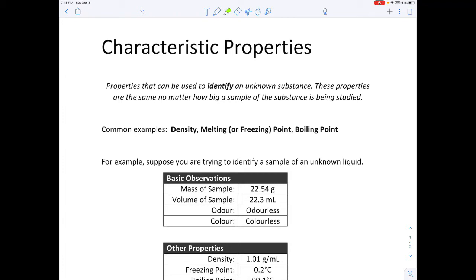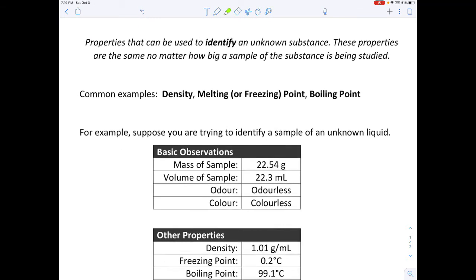So the characteristic property's value, for example, would be the same value whether you were measuring the freezing point of a large sample of liquid or measuring the melting point of a tiny, tiny, tiny sample of the solid substance, remembering that a freezing point and a melting point are the same temperatures, right? So the size of the sample does not matter in a characteristic property. It's a property that could be used to identify a substance, but the size of the sample doesn't matter. Common examples beyond the melting and freezing points and boiling points, we're also going to be looking at density, a very common characteristic property as well.